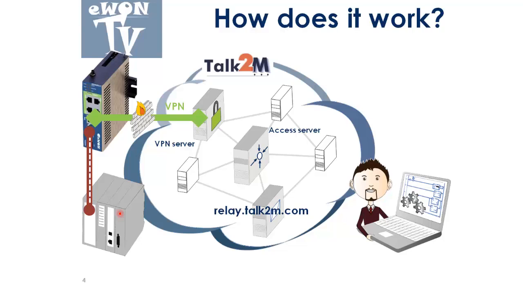Andy has configured his eWON to send an email when it detects an alarm condition on the machine. When the eWON detects an alarm condition, it sends the email to the Talk2M relay server. Then the email is forwarded to Andy and he can take the necessary action.